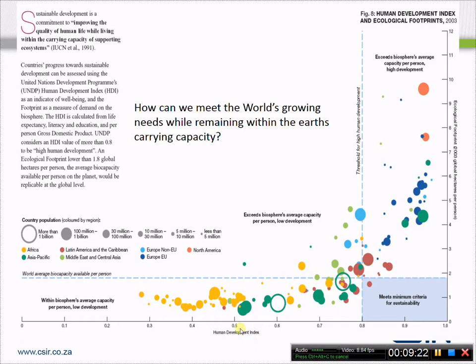You'll immediately see that many developing countries, such as those of Africa, have a relatively low Human Development Index, or HDI, compared to several other developed countries. However, many of these developed countries also have a huge ecological footprint. So their improved HDI has come at a significant ecological cost. Their ecological footprint is typically way above the world average biocapacity available per region.